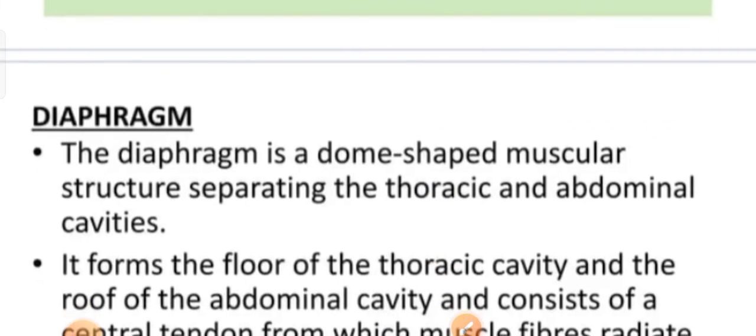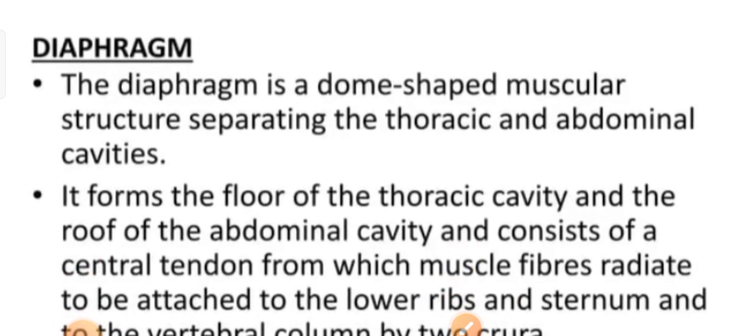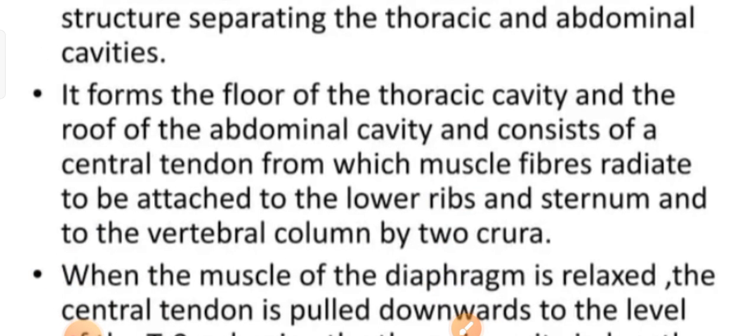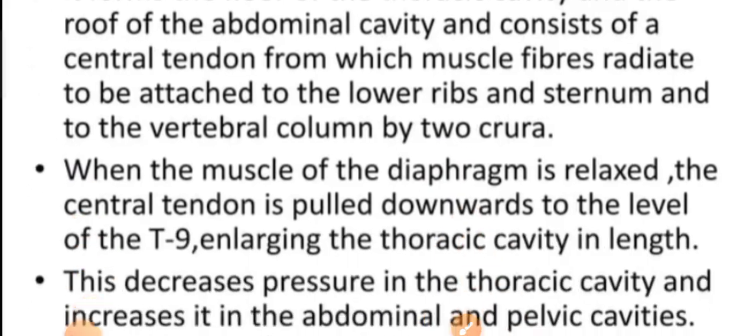Next, the diaphragm. The diaphragm is a dome-shaped muscular structure separating the thoracic and abdominal cavities. The thoracic cavity is in the upper portion, the abdomen in the lower portion. It forms the floor of the thoracic cavity and the roof of the abdominal cavity. It consists of a central tendon, from which muscle fibers radiate to be attached to the lower ribs and sternum and to the vertebral column by two crura.